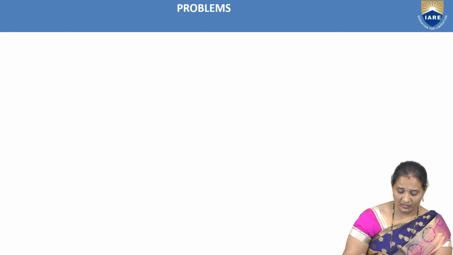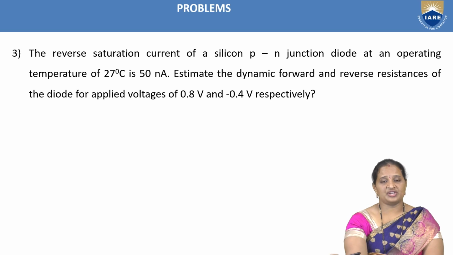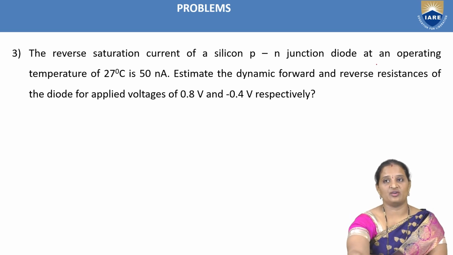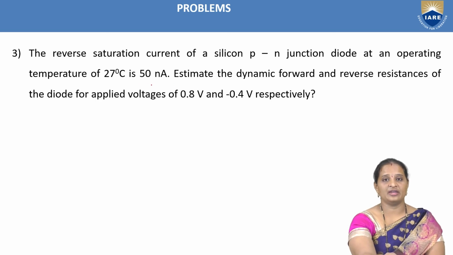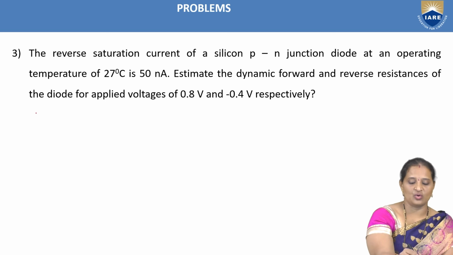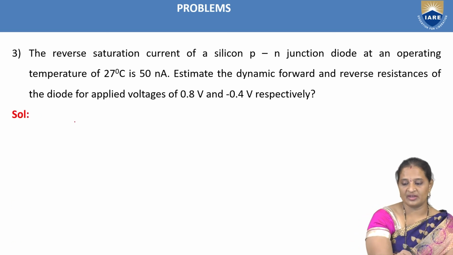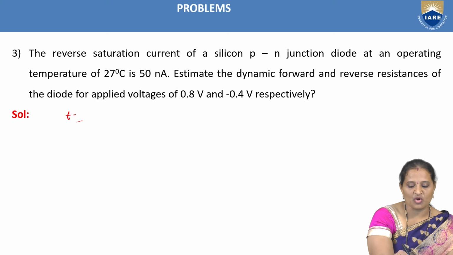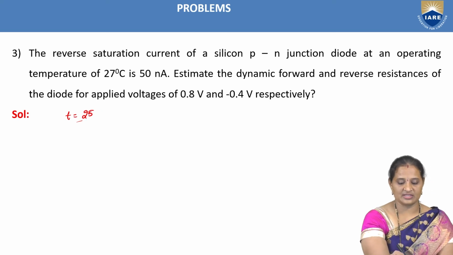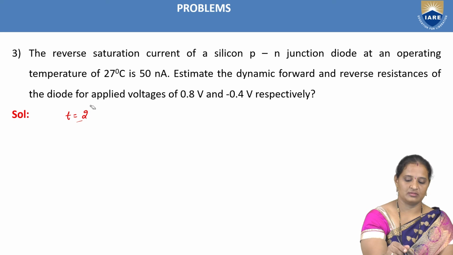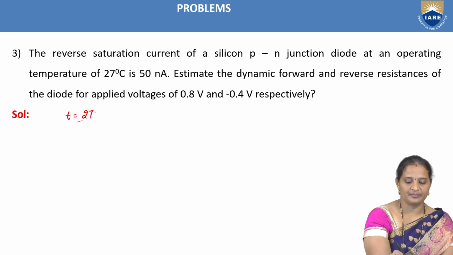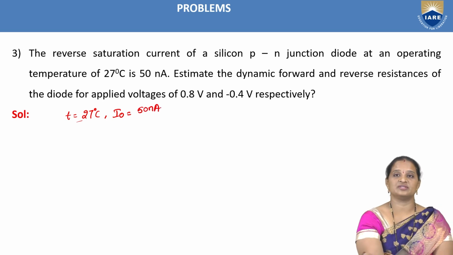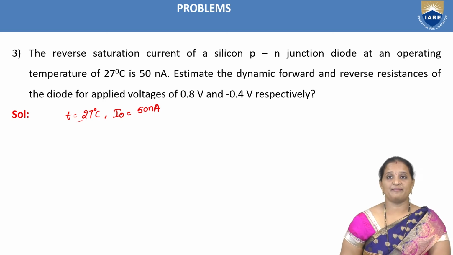Next, the reverse saturation current of a silicon PN junction diode at an operating temperature of 27 degrees centigrade is 50 nanoamperes. So now let us see what are the values given here till now. He has given small t, that is 27 degrees centigrade, and he has given the reverse saturation current at that particular temperature, which is 50 nanoamperes.